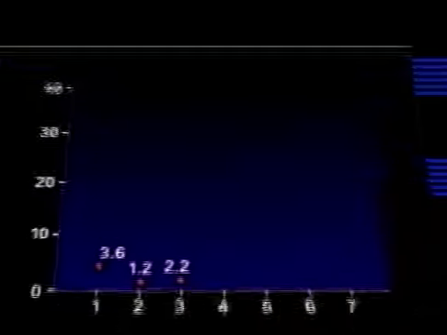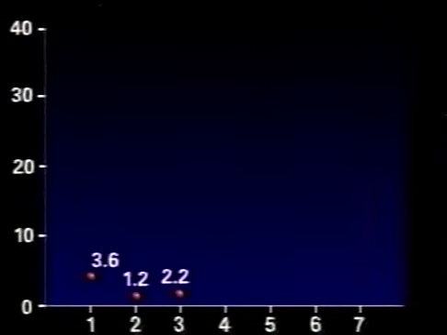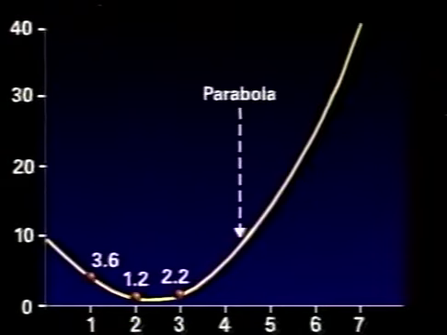Well, suppose we wanted to send 3.6, 1.2, and 2.2 over a noisy channel. The idea is to again plot the 3 points geometrically. Unfortunately, 3 points won't lie on a straight line in general, but any 3 points will uniquely determine a parabola, which is a second-degree curve. So now let's draw a parabola through these points.